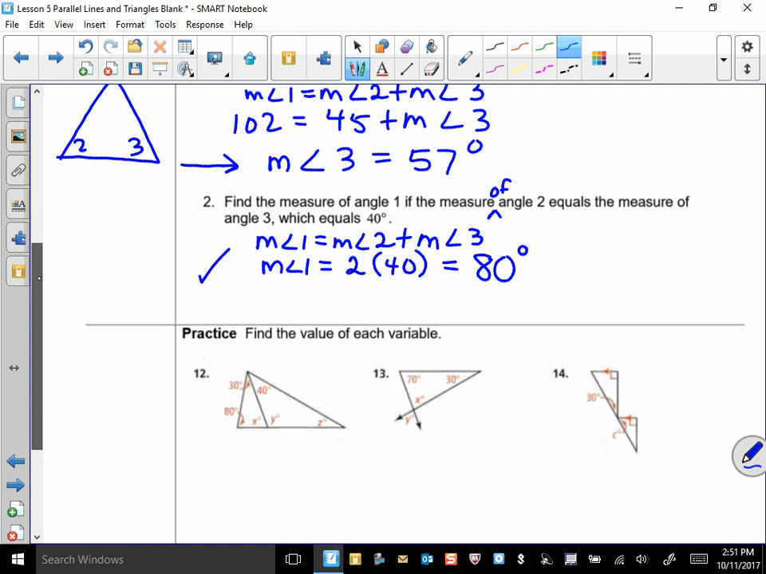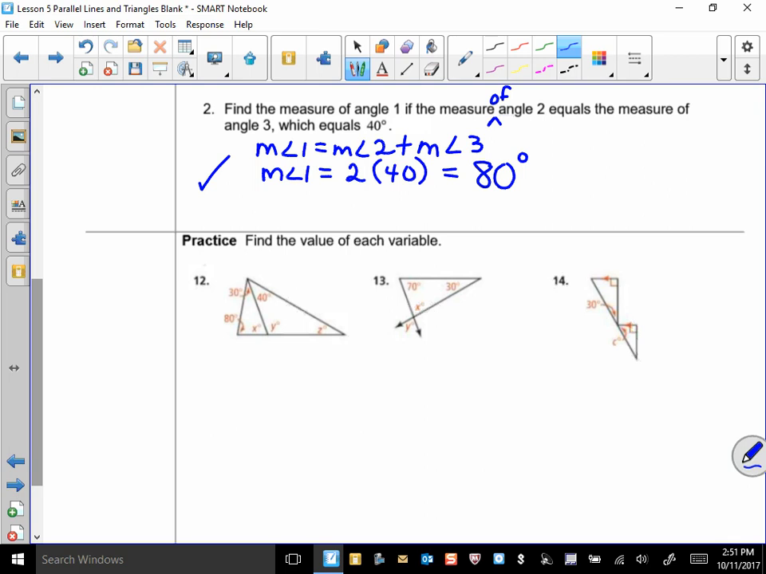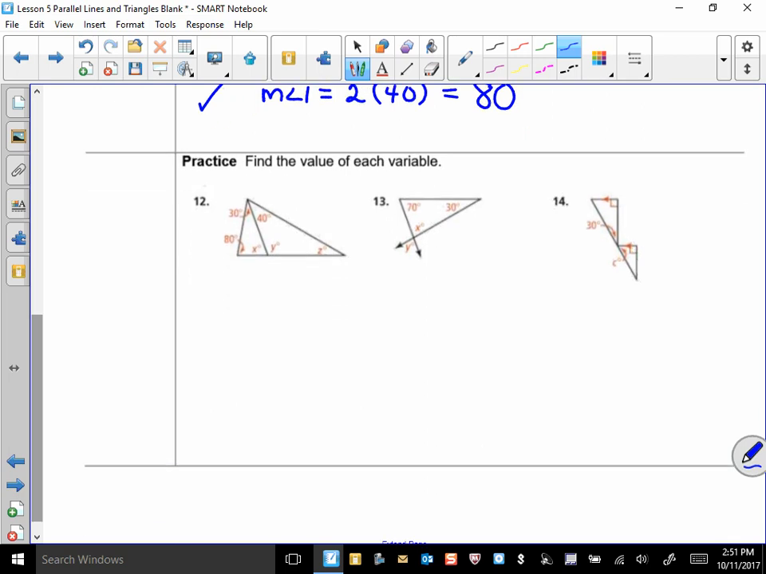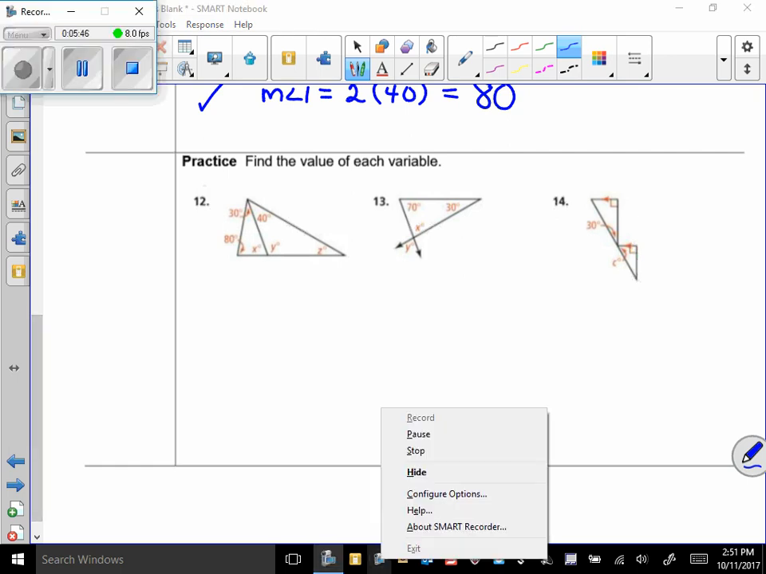And then what you have down here is just 3 more practice problems, and I believe that is it for this little lesson. So as you always do, you're going to pause right here, you're going to work these problems, and then you're going to come back and check your answers.